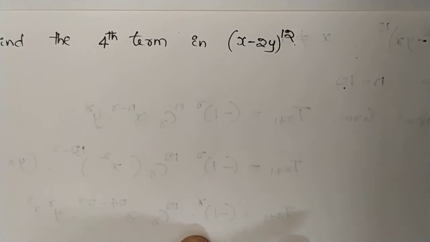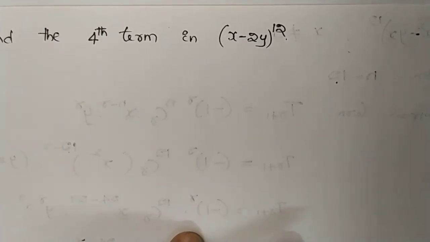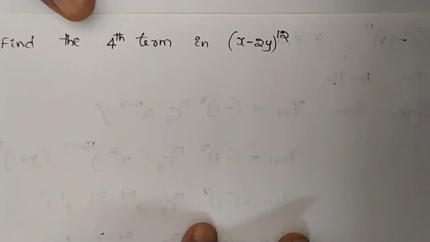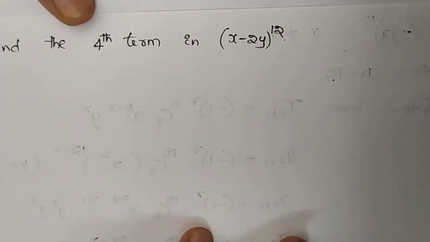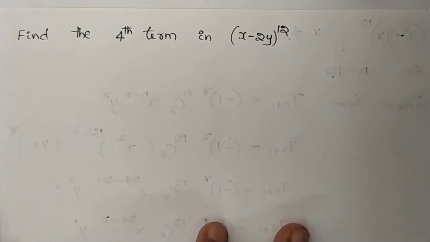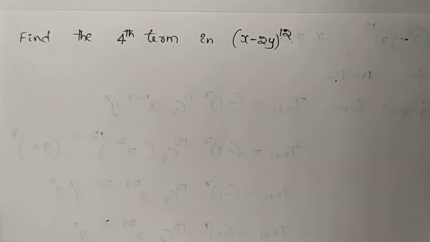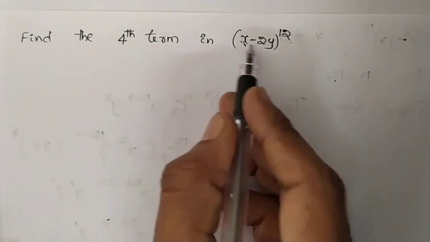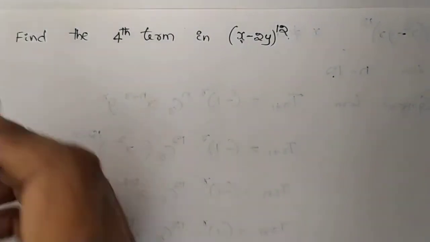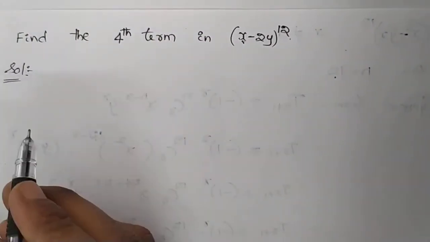In our previous class, we learned about finding the general term of the given expansion. In this class, we are going to solve some other types of questions. Here we have the question: find the fourth term in the expansion of (x minus 2y) whole power 12. How to find its fourth term? Let us find out the fourth term in this expansion.